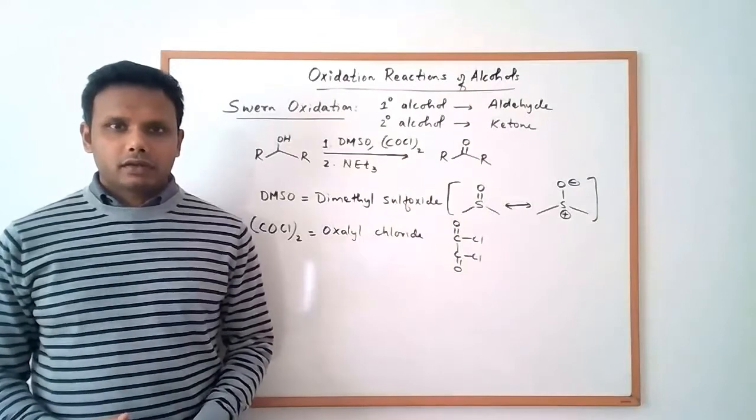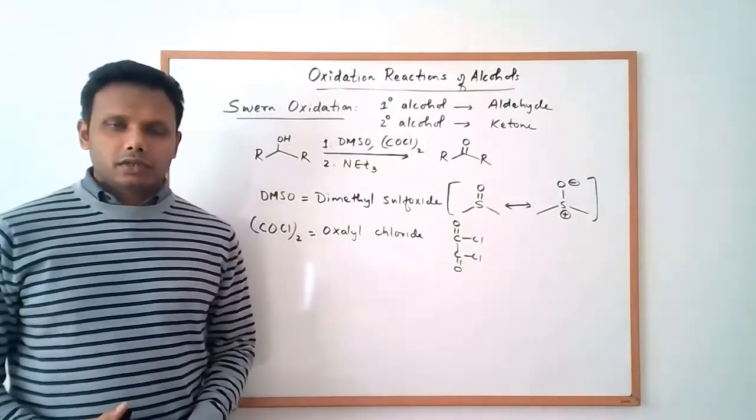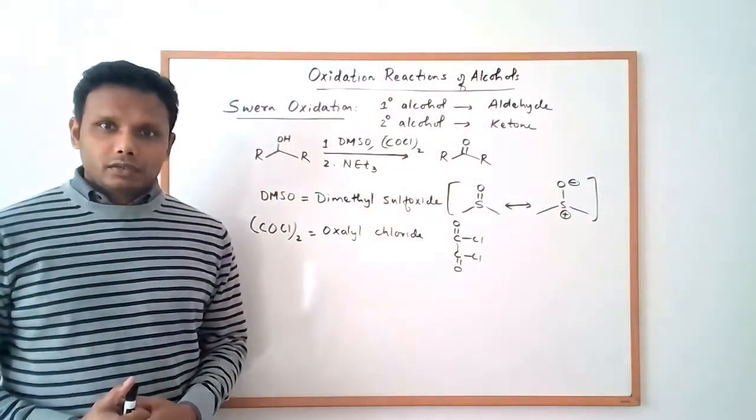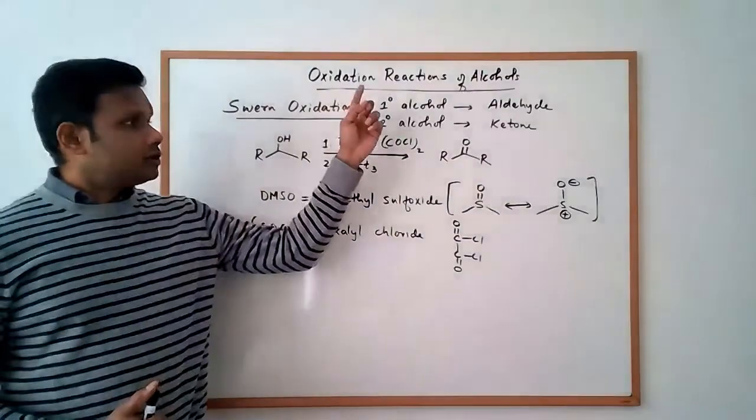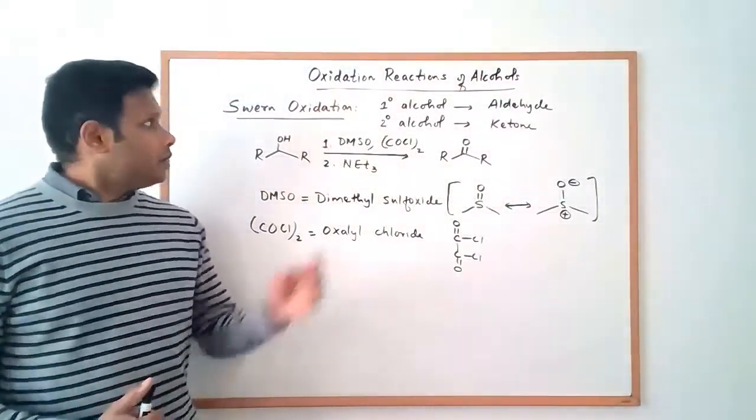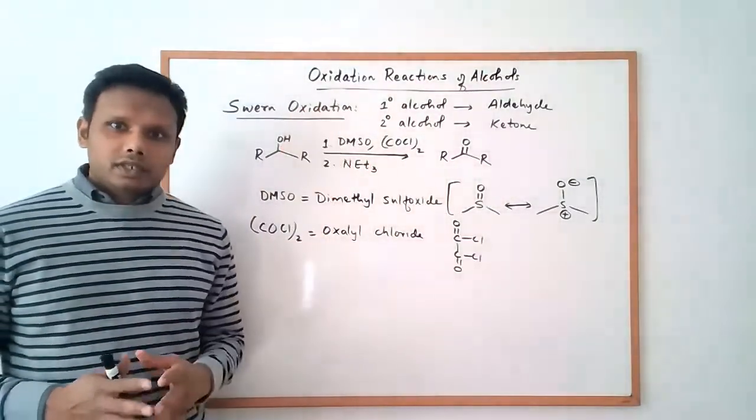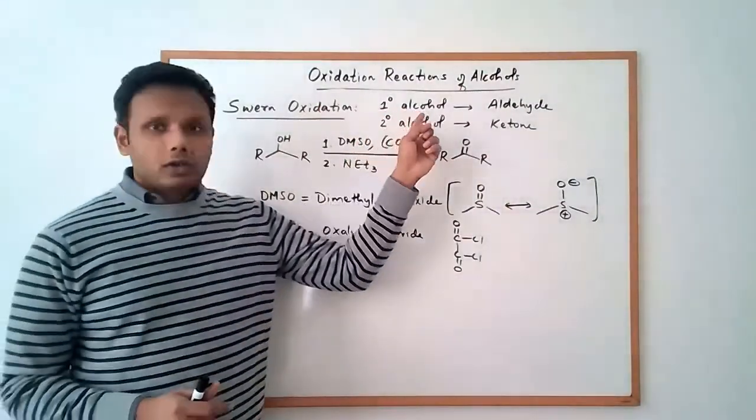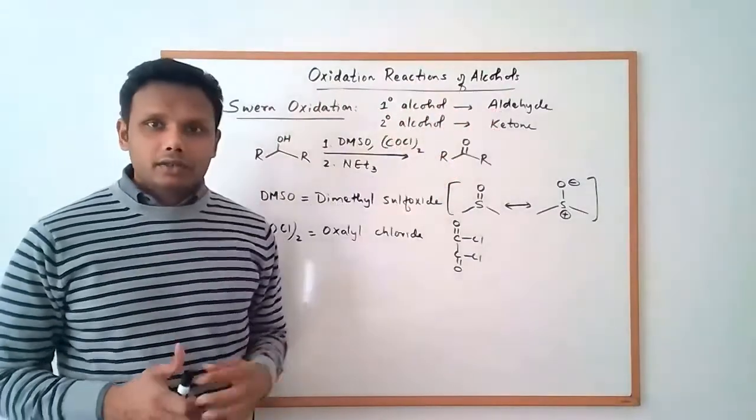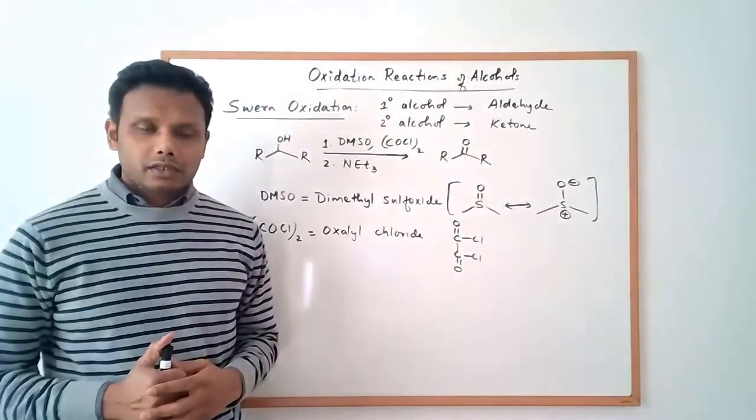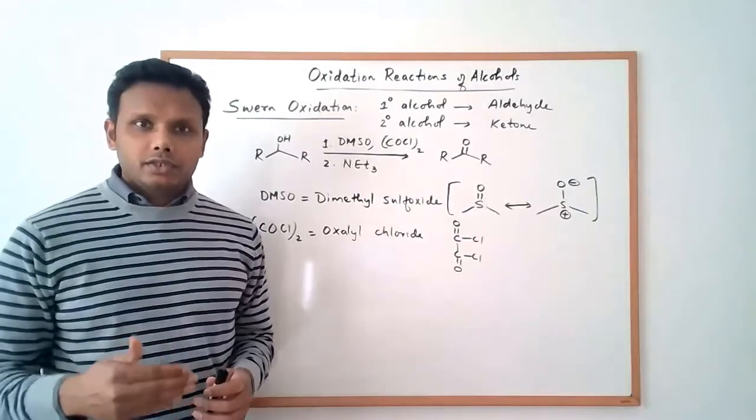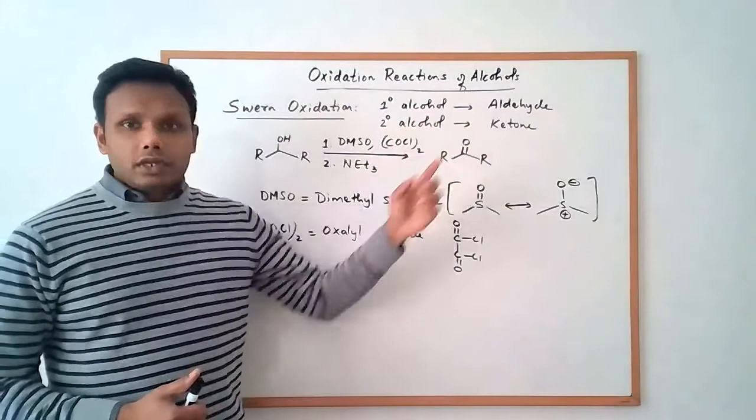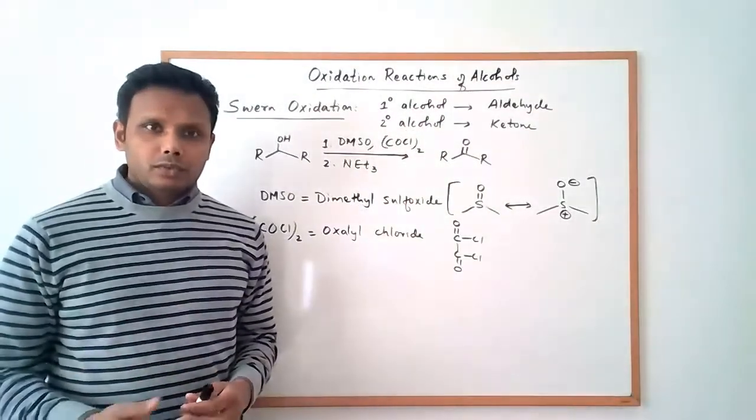Hello everyone, welcome back. In this video, we're going to start a discussion on Swern oxidation, which is another reagent that's used for the oxidation of alcohols. Swern oxidation is also a selective oxidation for primary alcohols, because primary alcohols can be selectively oxidized to aldehydes. There is no over-oxidation to the carboxylic acid. Secondary alcohols are converted into the corresponding ketone.